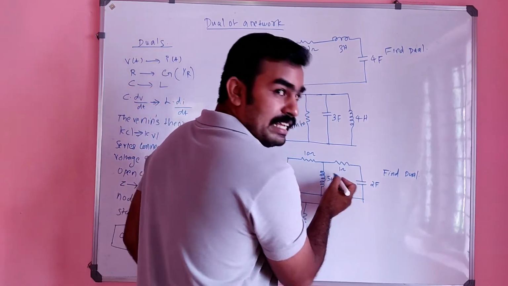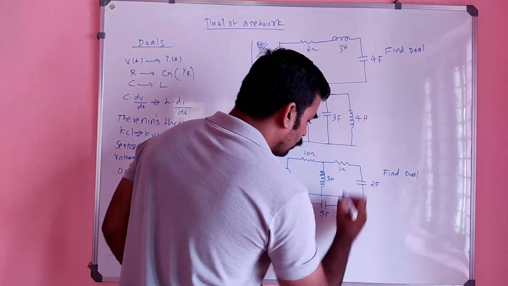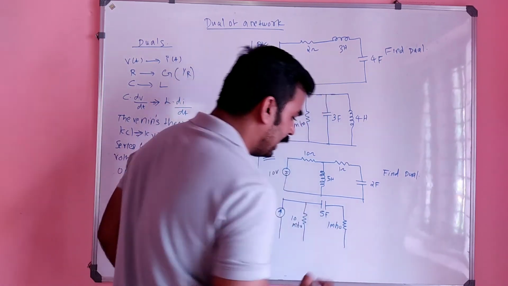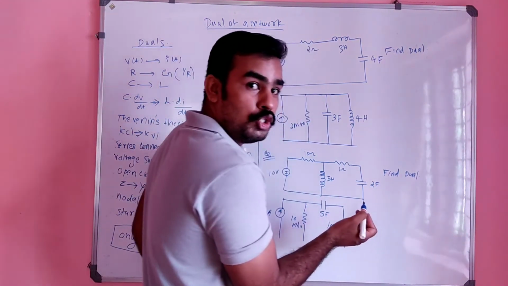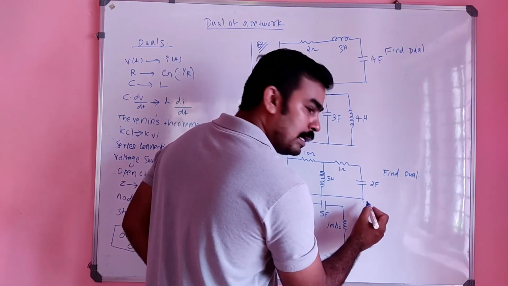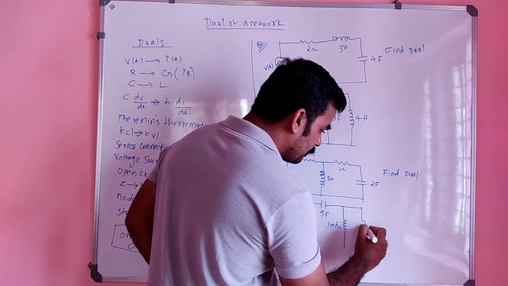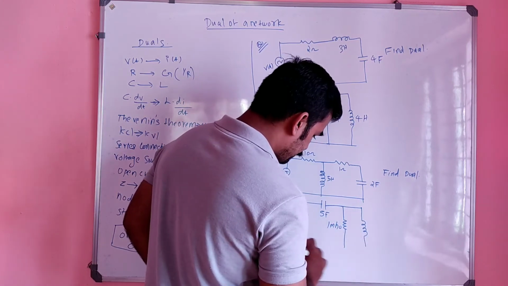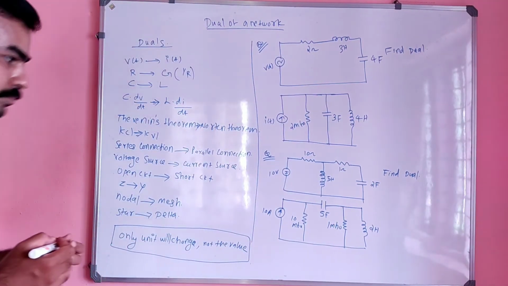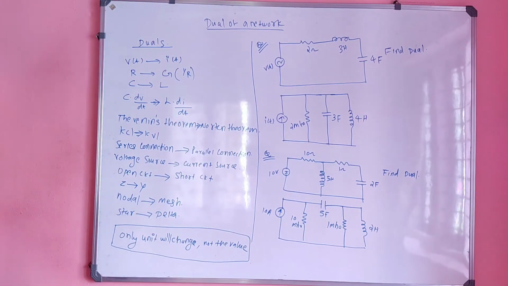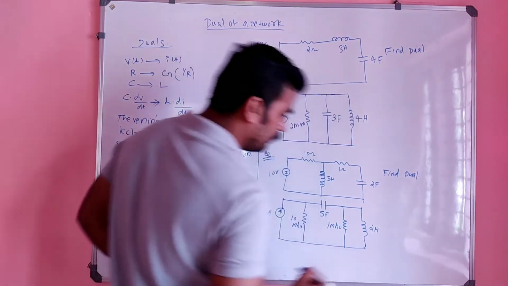And this 1 ohm in series will be converted into 1 mho in parallel, right? And this capacitor 2 farad, this is series, no? So it is converted into 2 Henry in parallel. So that is the dual of a network.